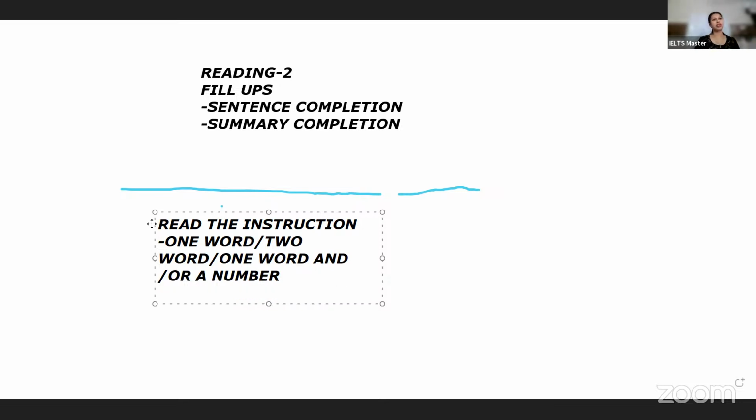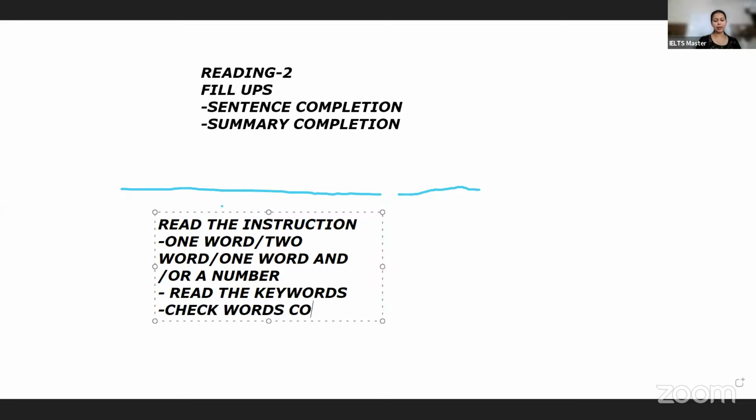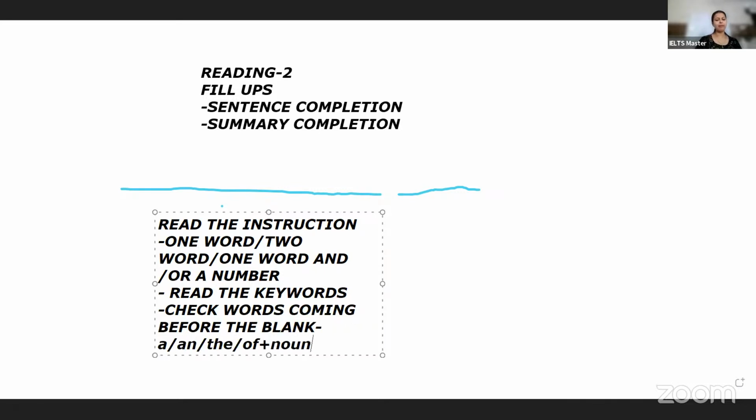After reading the instruction, you should read the keywords and underline those keywords. After underlining those keywords, you need to check the words coming before the blank. Is that clear? What does it mean? It means if words like a, and, the, of, articles are coming before the blank, it means a noun will come in the blank as the answer.